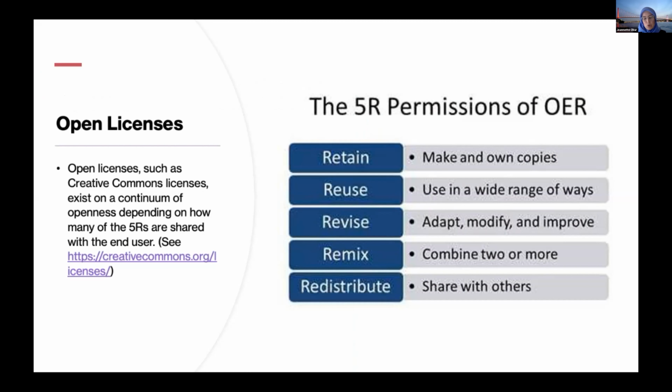Open licenses such as Creative Commons licenses exist on a continuum of openness, depending on how many of the 5 Rs are shared with the end user. And so when you start incorporating openly licensed texts and photographs and videos from other sources, you do have to make sure that the license you've chosen for your own work matches up with the materials that you're choosing. The devil is actually in the details.